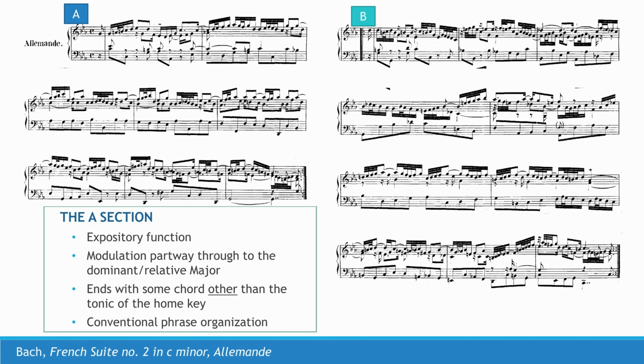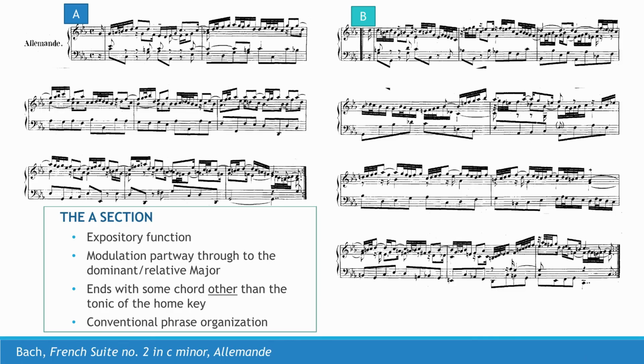All right, A section properties. I know the slide's a little bit cluttered, but I wanted to make sure that everything was visible here. Expository function. I think that's pretty straightforward. That again is just saying we've got a distinct melody. And that is very, very clearly happening here in the opening bars. If I'm ever asking you to prove this on an assignment, you can do it by mapping out a basic idea. Next, modulation partway through to the dominant or the relative major.